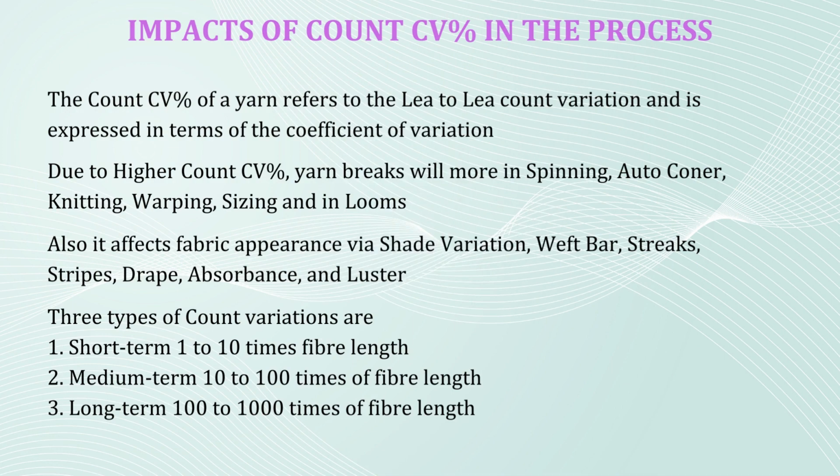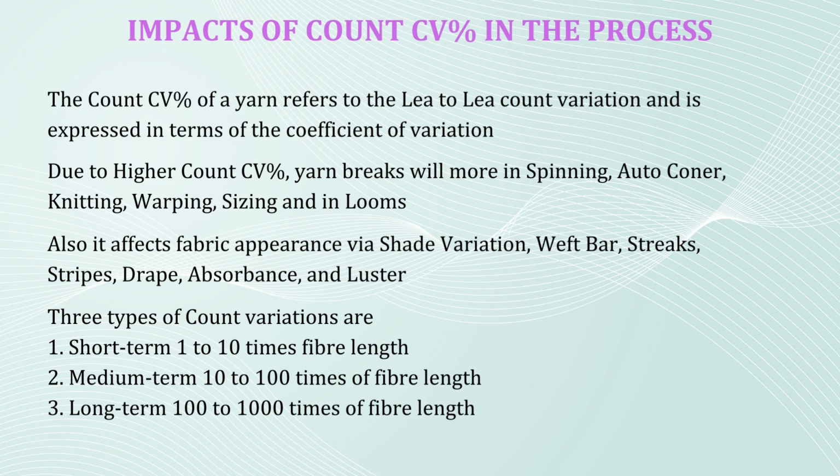Impacts of count variation in the process. The count variation of a yarn refers to the lea to lea count variation and is expressed in terms of the coefficient of variation. Due to higher count CV, yarn breaks will be more in spinning, autoconer, knitting, warping, sizing and in looms. Also, it affects fabric appearance via shade variation, barre, streaks, stripes, drape, absorbance and luster.